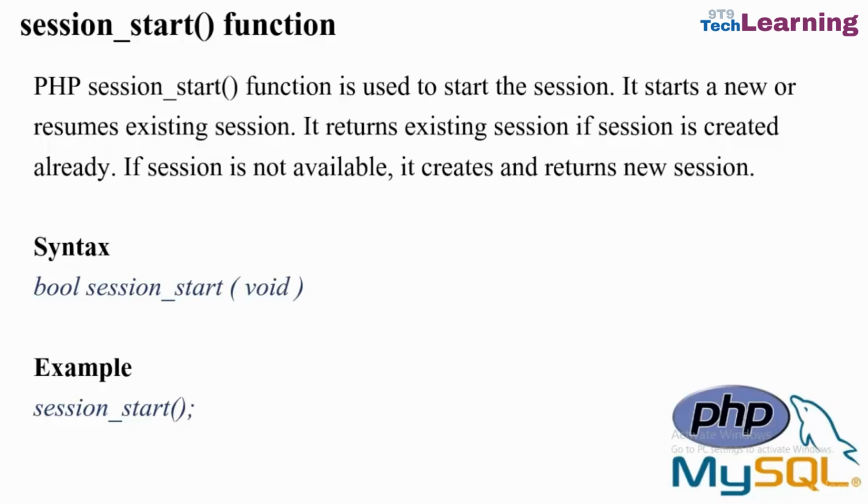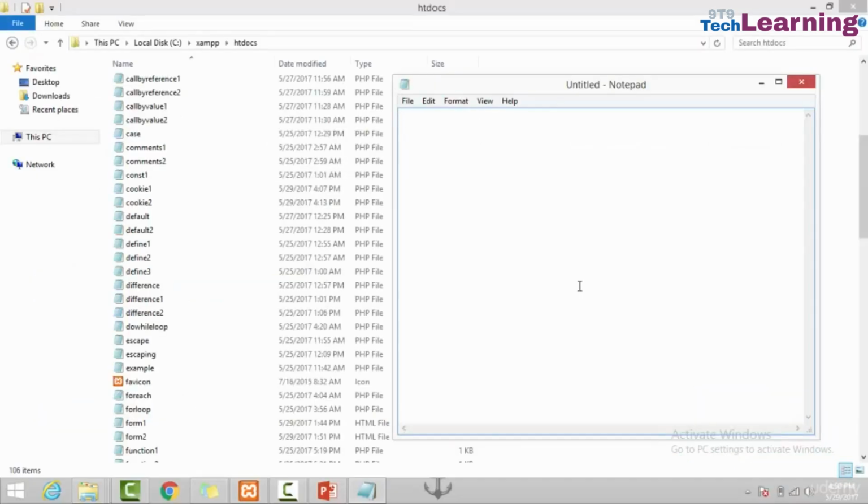Now let's see the hands-on for session. PHP $_SESSION is an associative array that contains all session variables. It is used to set and get session variable values. Now let's see an example for PHP session.